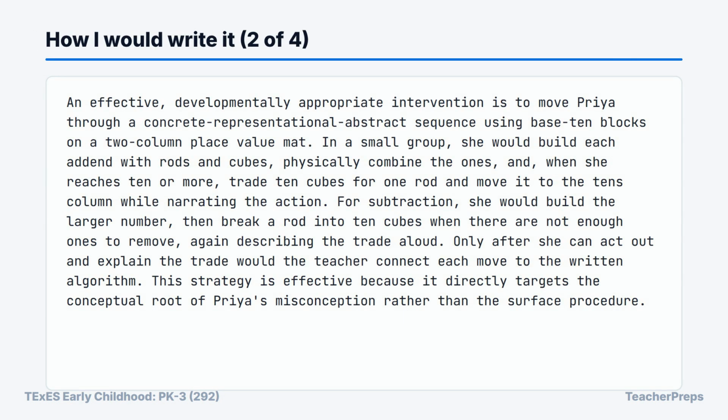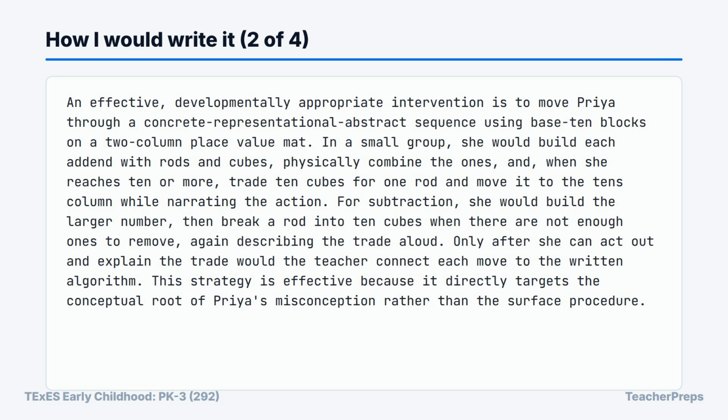An effective, developmentally appropriate intervention is to move PRIA through a concrete representational abstract sequence using base 10 blocks on a two-column place value mat. In a small group, she would build each addend with rods and cubes, physically combine the ones, and, when she reaches 10 or more, trade 10 cubes for one rod and move it to the tens column while narrating the action. For subtraction, she would build the larger number, then break a rod into 10 cubes when there are not enough ones to remove, again describing the trade aloud. Only after she can act out and explain the trade would the teacher connect each move to the written algorithm.